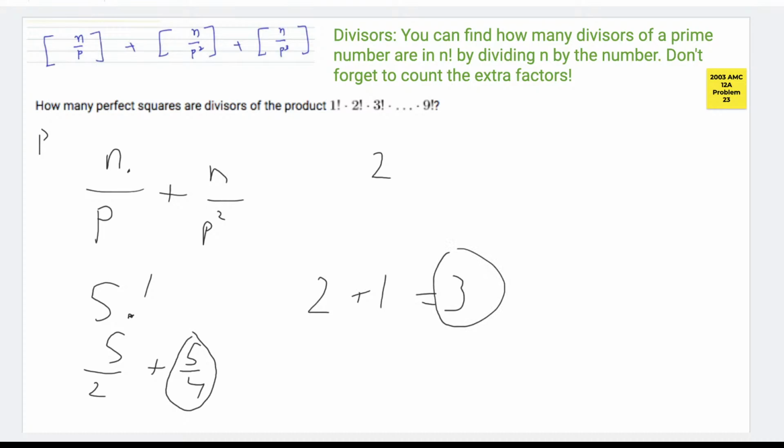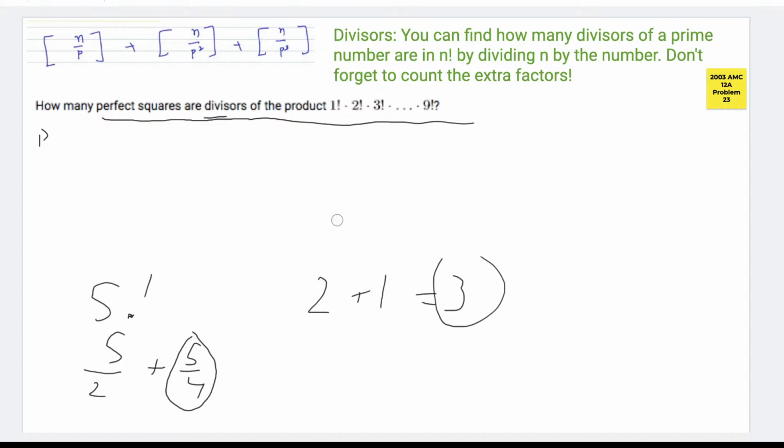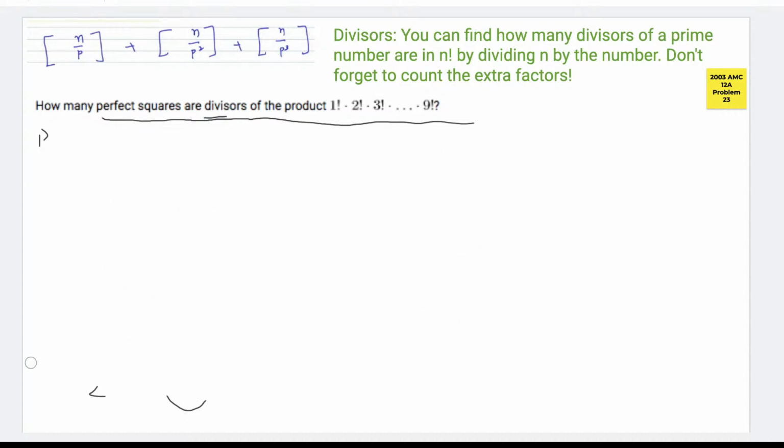So now we will use this method to find the number of perfect square divisors of the product of 1 factorial times 2 factorial all the way to 9 factorial. So now we will have to find the prime factorization of those terms above, which will be pretty hard, but we'll manage.